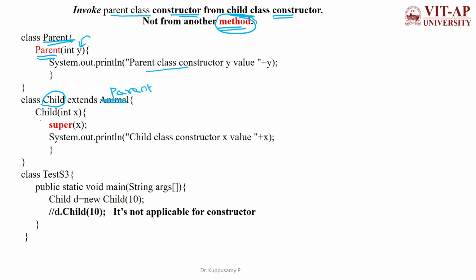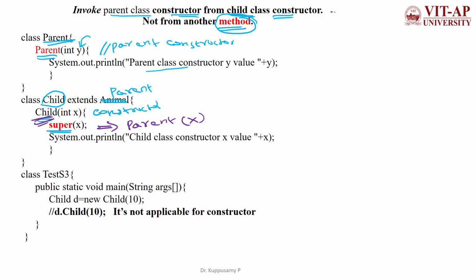Now the child class is creating, this is the constructor. This is the constructor for the child class. This is the parent constructor. So now we are going to call super of x, which is equivalent to parent of x, but it is called from inside the constructor of the child class. That is the title here itself. Inside the child class constructor we are calling the parent class constructor.